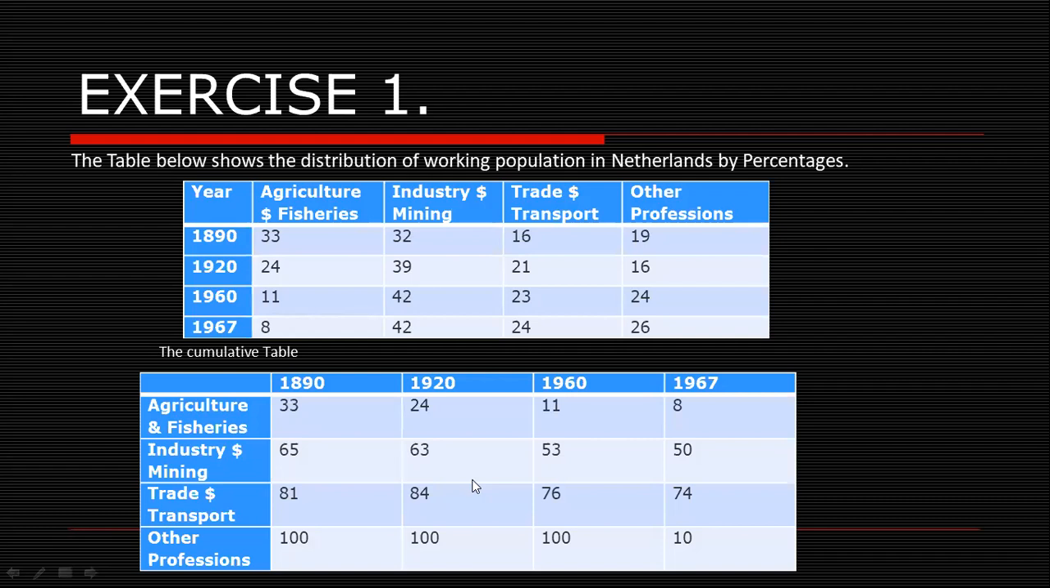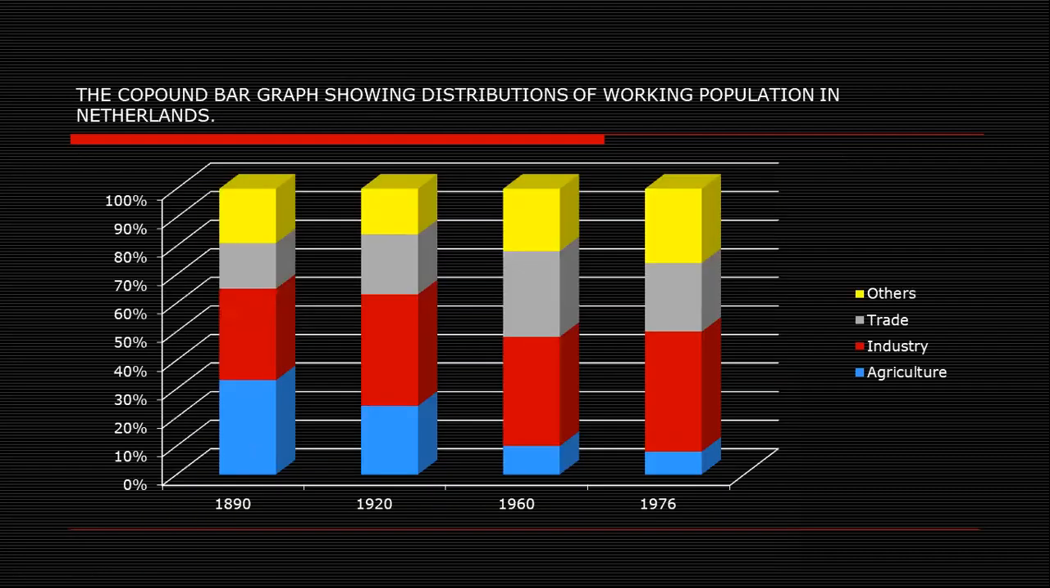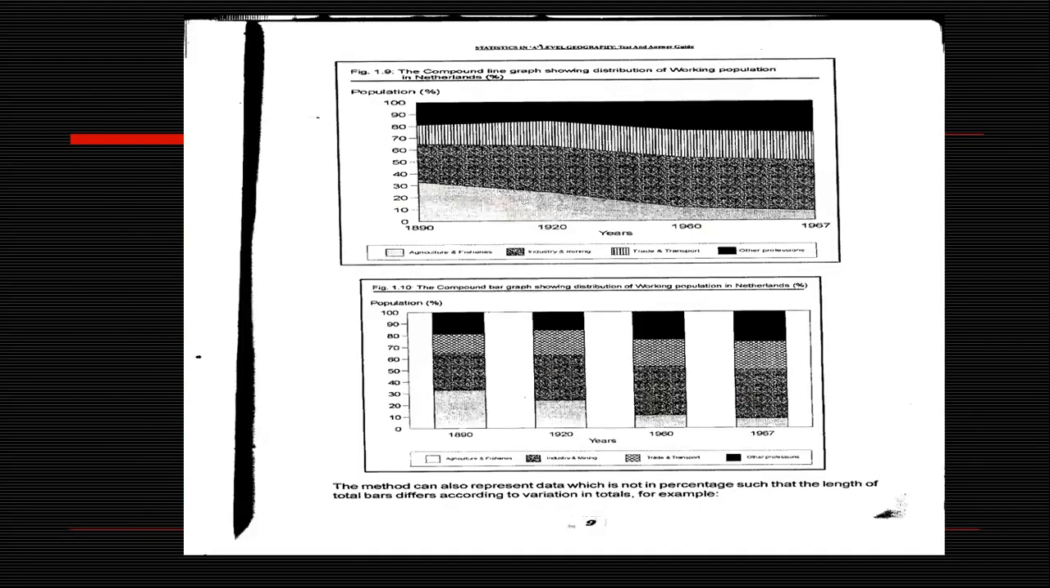So to answer the question, if it is not in percentages, please make the cumulative table and draw the curve, the line, or the bar graph as they are supposed to be. Any other question?